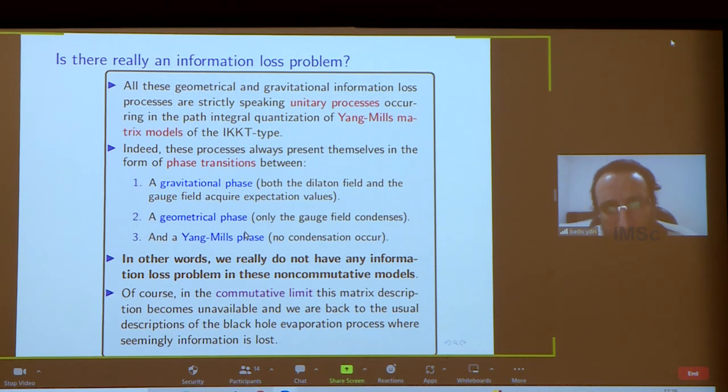These are ordinary phase transitions. They are unitary processes in path integral quantization. So clearly, what I explained is that we have really no information loss problem in this non-commutative model. In the commutative limit of this Yang-Mills matrix model, the matrix description becomes unavailable, and we are back to the usual descriptions of the black hole evaporation process, where seemingly information is lost. This is the main message of this talk. So in our description of non-commutative AdS2 black holes, we have an instability, an emergent gravity phase transition, but we do not really have an information loss problem because it is simply a unitary process.